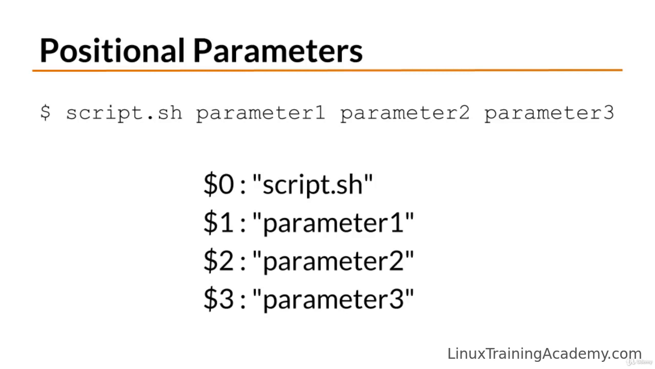Positional parameters are variables that contain the contents of the command line. The variables are $0 through $9. The script itself is stored in $0. The first parameter is stored in $1, the second in $2, and so on. Let's take this command line as an example. The contents of $0 are script.sh, $1 contains parameter 1, $2 contains parameter 2, and $3 contains parameter 3.